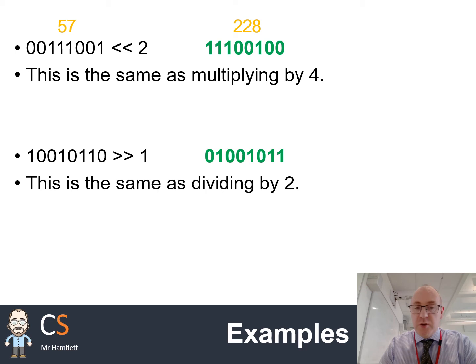If we bit shift to the right by 1, we get 150. Well, half of 150 is obviously 75. And that's the binary for 75. So it's the same as dividing by 2.